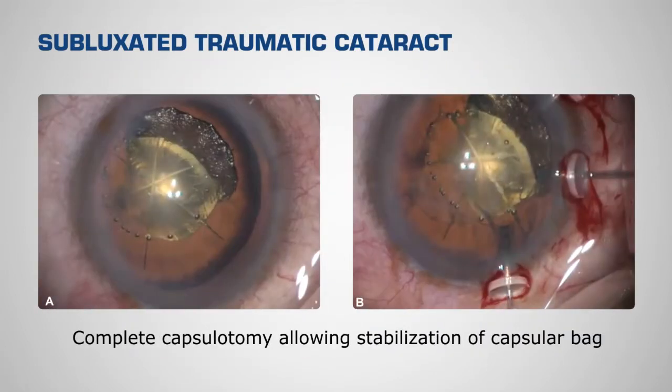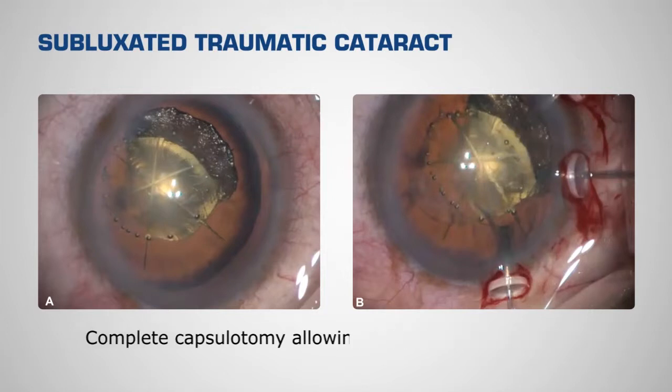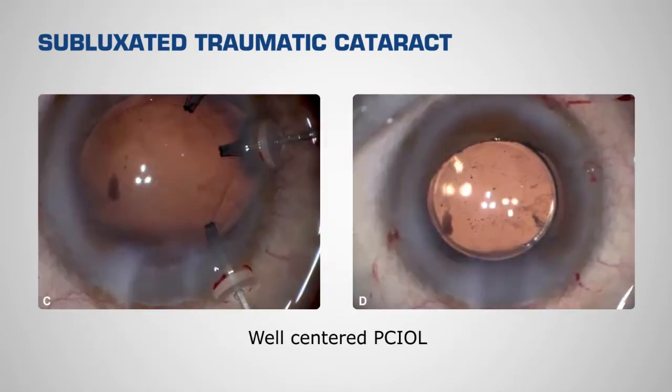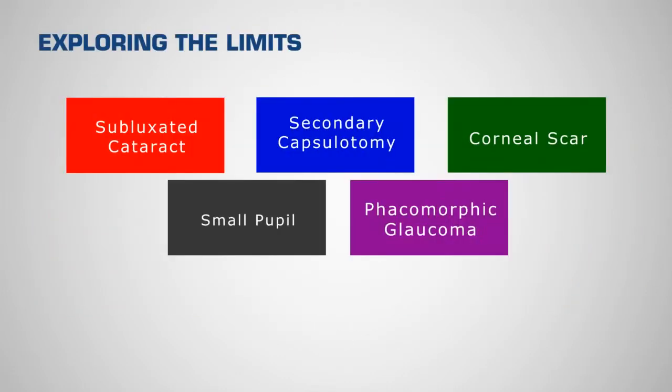A complete capsulotomy allowed us to achieve stabilization of the capsular bag, proceed with phacoemulsification, and achieve a good visual outcome with a well-centered posterior chamber intraocular lens in this challenging case.